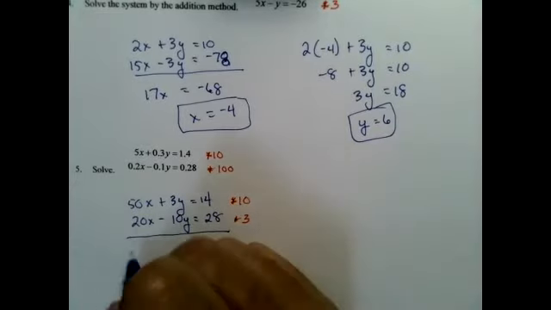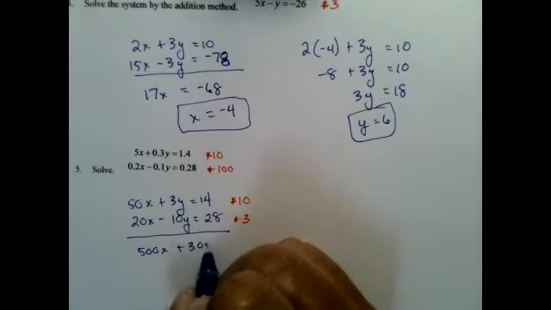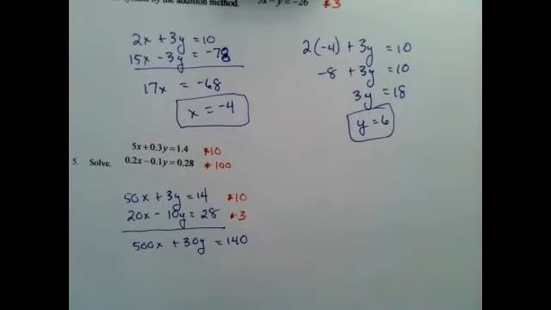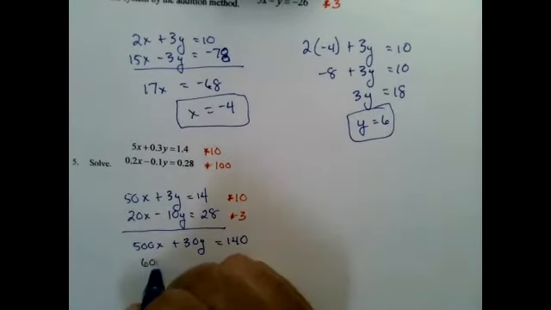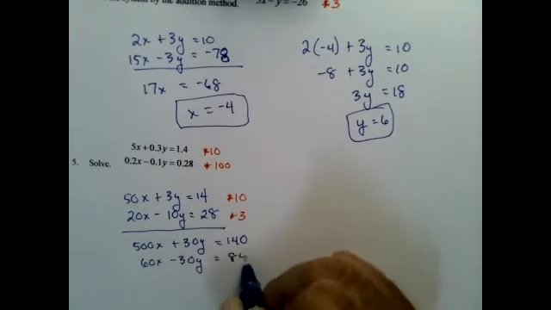It's a little bit extra work. 500x plus 30y equals 140. Times 3. 60x minus 30y equals 84.